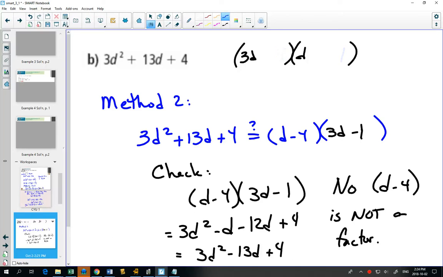That never works. But if I choose a 4 here and a 1 there, my outside is 12, my inside is 1. That makes 13. If I need a positive 13, they would both have to be positive. So there I factored it directly. I quickly multiply the whole thing out to see that it works, and it does. And is d minus 4 one of the factors? No. So that would be using method 1, where you factor it directly and find out that it doesn't actually work.